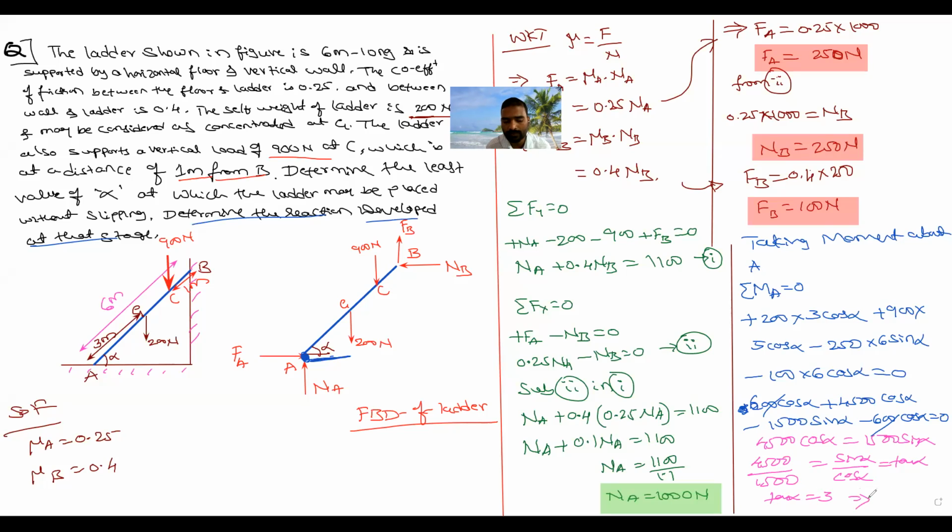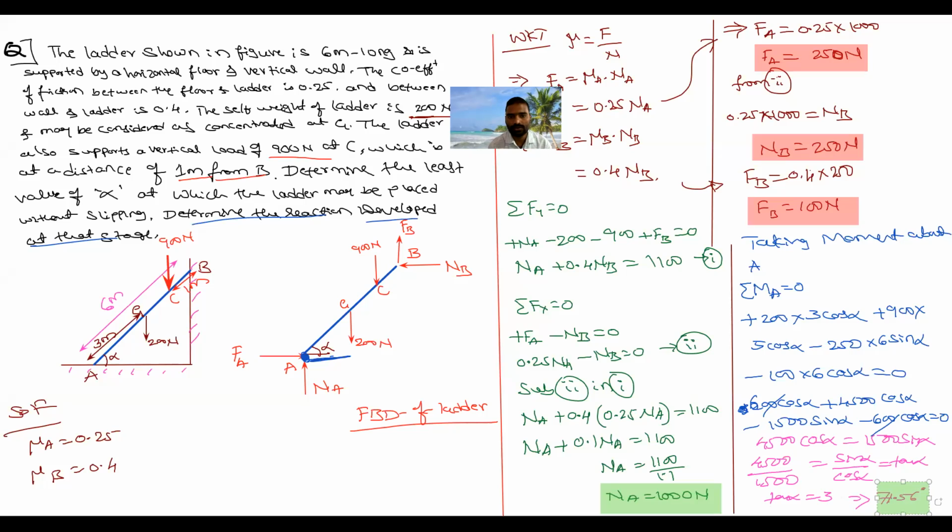Can anybody tell me, do you have a calculator? Tan inverse of 3 is 71.56 degrees. Okay, this is the answer I want. He is asking this one only.